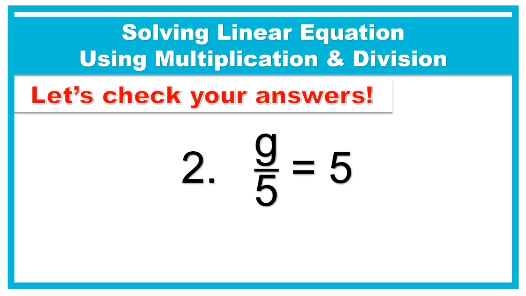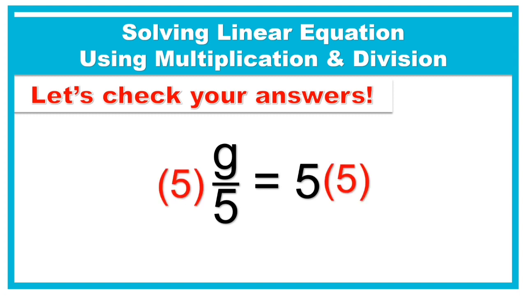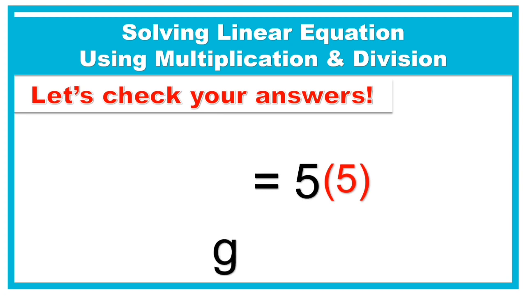Number 2, g divided by 5 equals 5. Again, we need to isolate the variable g. How? By multiplying 5 on both sides. Why do we multiply? Because we do the inverse operation of division, which is multiplication. We multiply 5 on both sides so that we can cancel 5, leaving us g isolated, which is our primary goal. Let's bring down the equal sign and the answer to 5 times 5, which is 25. That's it.